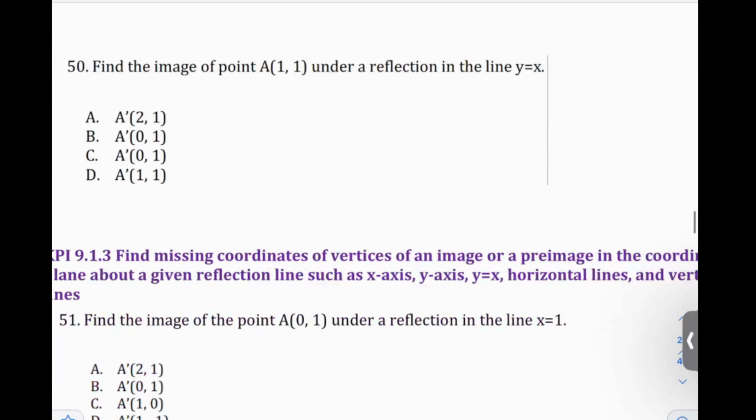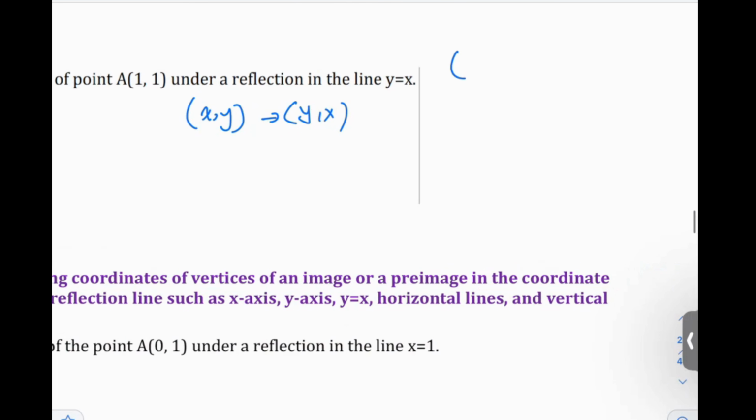Find the image of point A (1, 1) under the reflection of y equals x. Under y equals x, (x, y) turns to (y, x), which means just exchange x and y together. So x becomes y and y becomes x. Actually, when you exchange them here, it will be the same. If you take another point, for example, (-1, 3), it turns to (3, -1), to be clear.